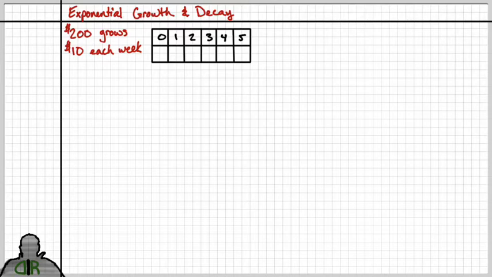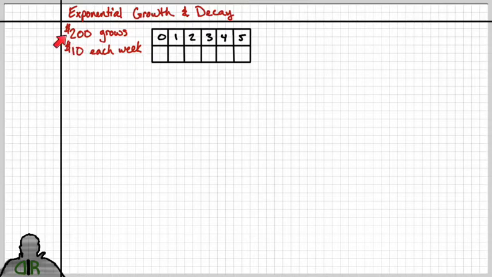Okay, so we want this 0 value because we want to have a spot to put the value before it has grown or before it has decayed. That's the important thing. That's why we want to have that 0 value, or what we would call the starting value. Once we've got the table here, we can start putting it in.